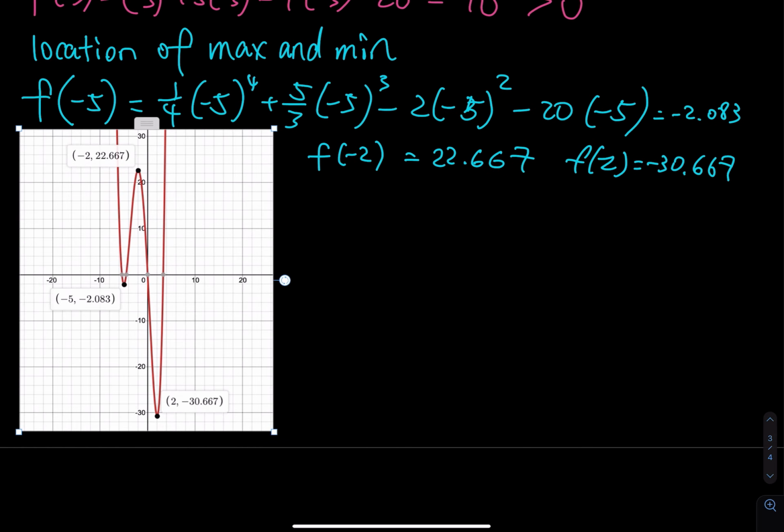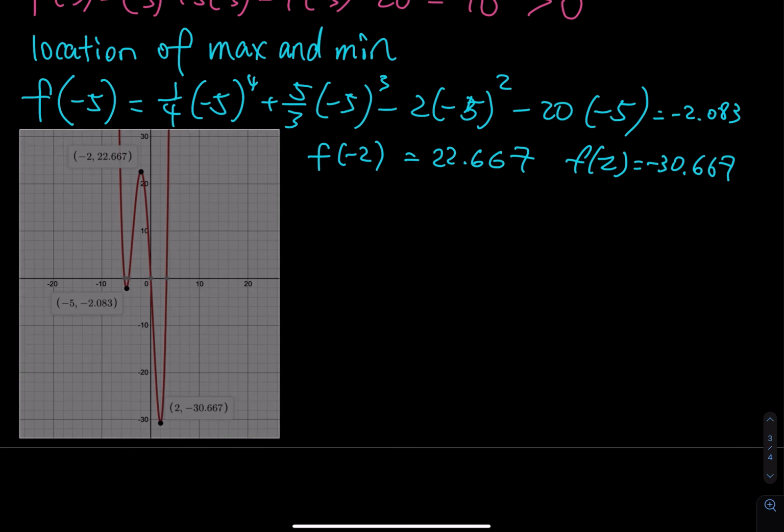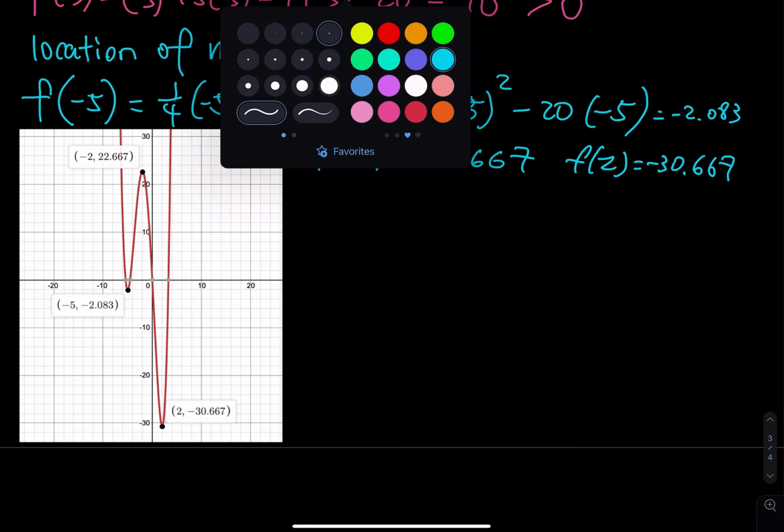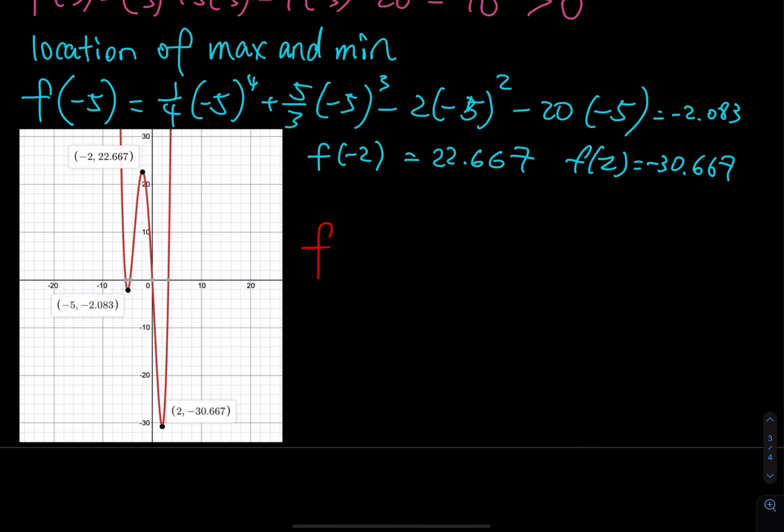So let's take a look. What does the graph stand for? What does the red line stand for? The red line stands for f of x. Do you see a curve? It looks like a W. So going down, up, down, up, right? So that is f of x. And then we have the graph.